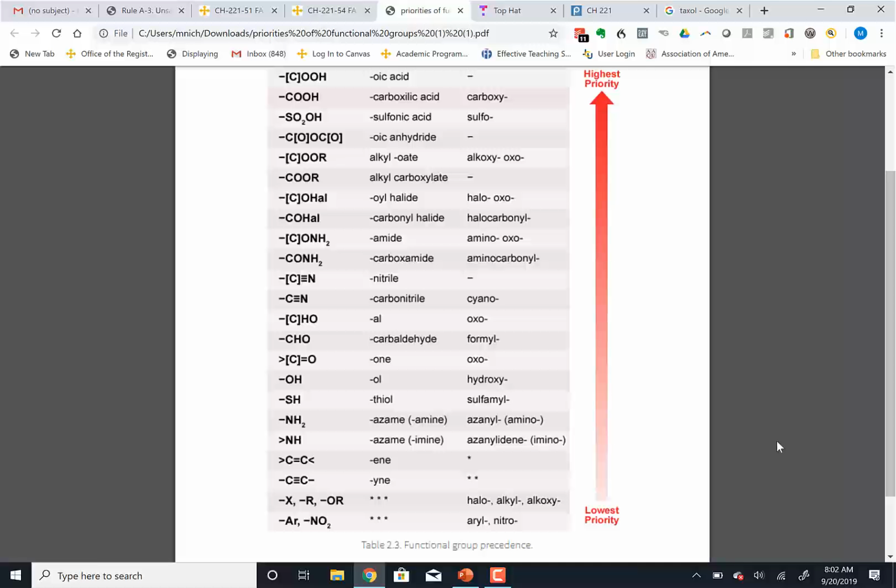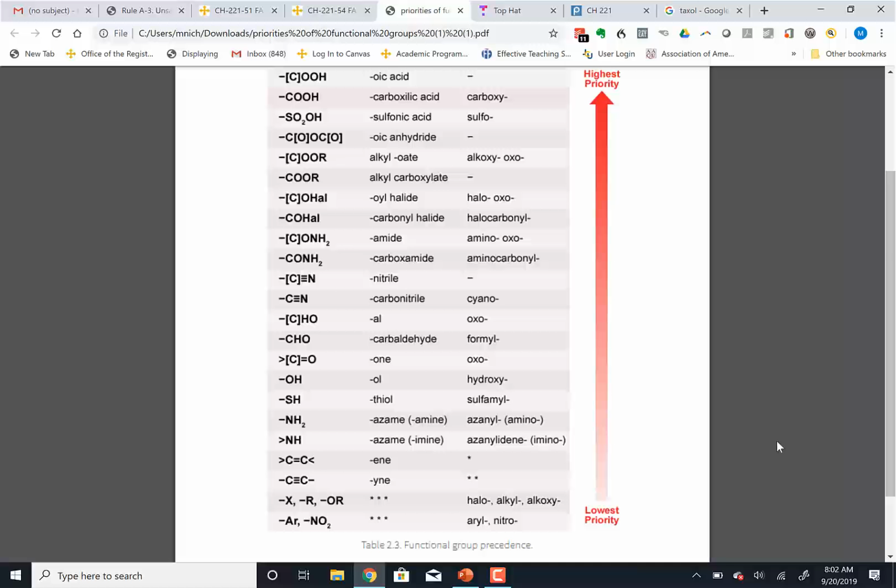And I reconciled the issue with the book and this chart on how sometimes double bonds and triple bonds, there's actually no rule about whether they switch or not. So I'm going to talk about that in a moment.